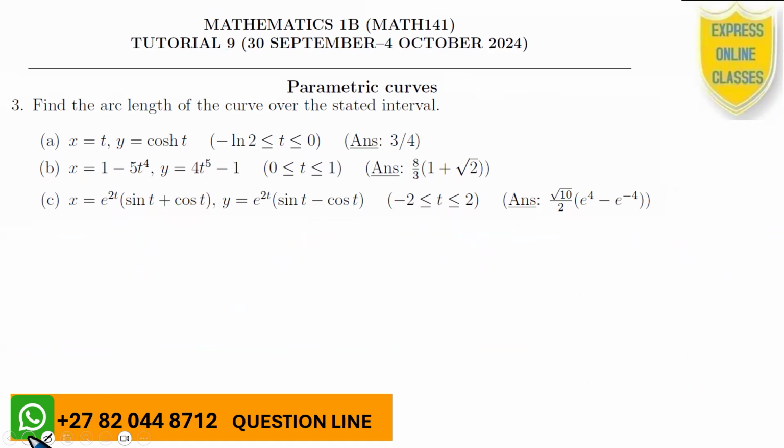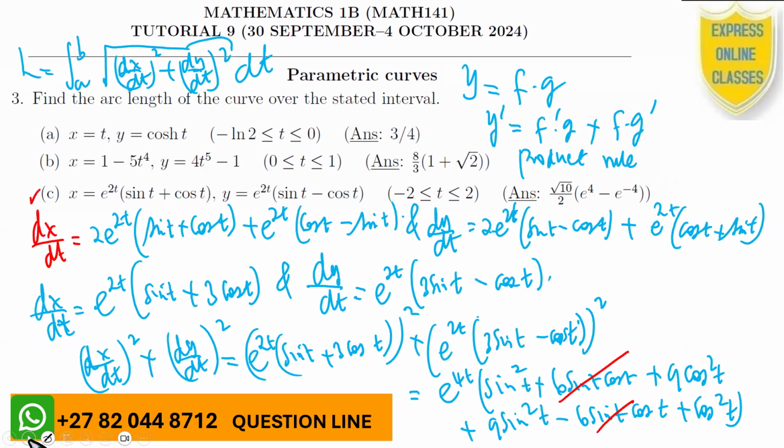To start with, we focused on the 3C solution, where we had to find the arc length. And we note that the formula for the arc length is L equals the integral from a to b of the square root of dx/dt squared plus dy/dt squared dt. So we need to find dx/dt. What is the derivative for dx/dt?